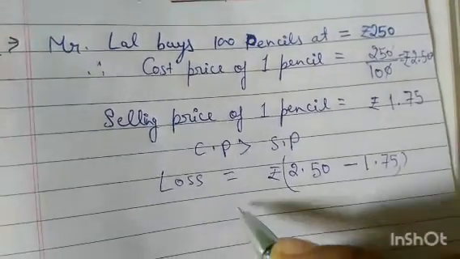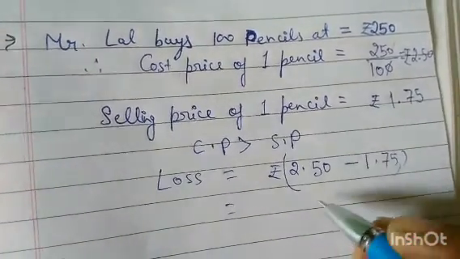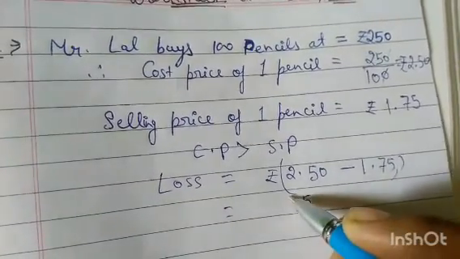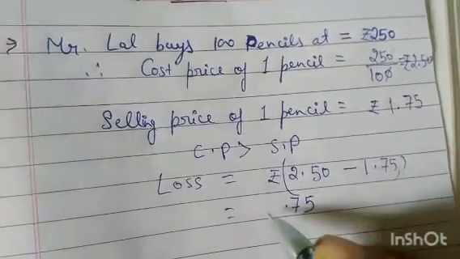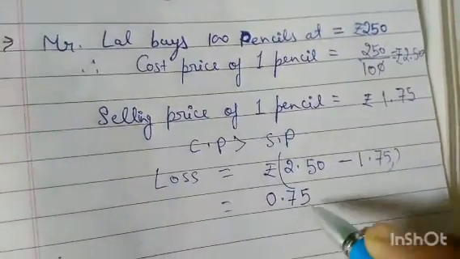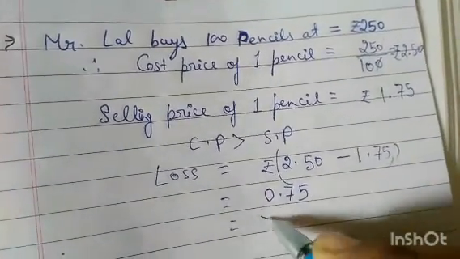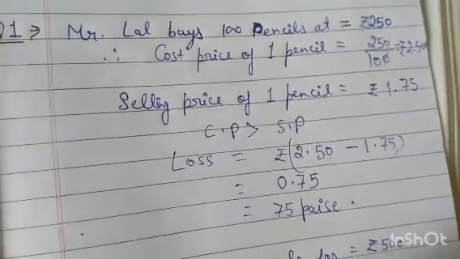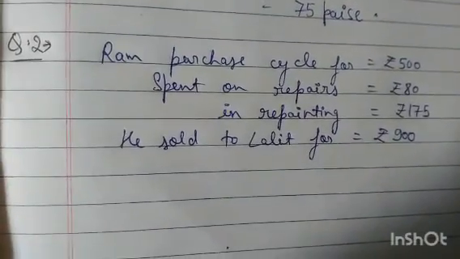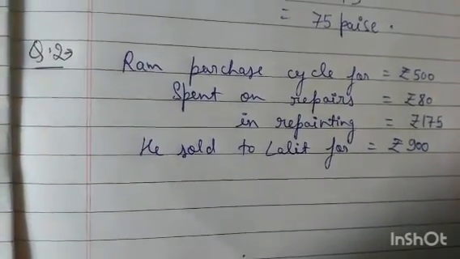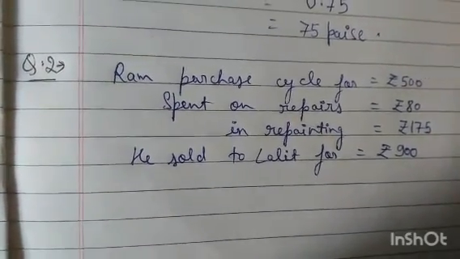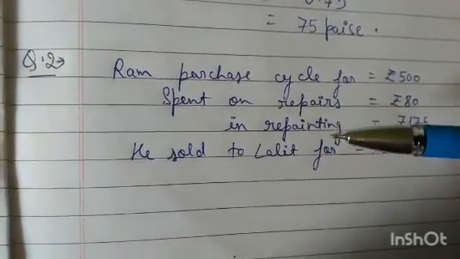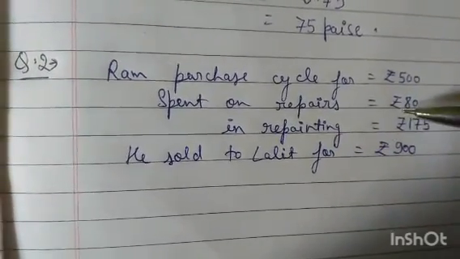Okay. Now subtract it. 10 minus 5, 5, 14 minus 7, 7 and 0. 1 minus 1, 0. 75 paise. Okay. Now second question. Ram bought a second hand cycle for rupees 500.